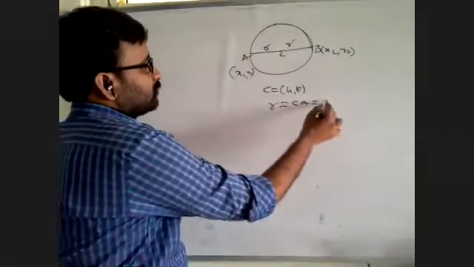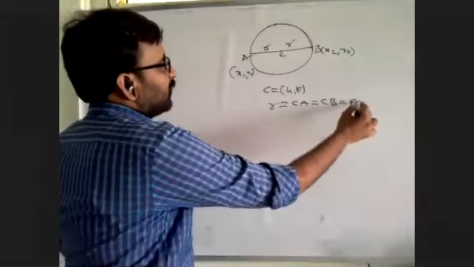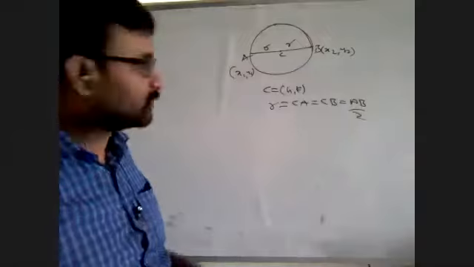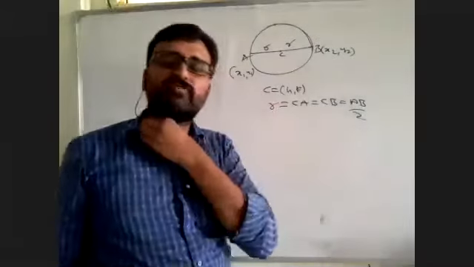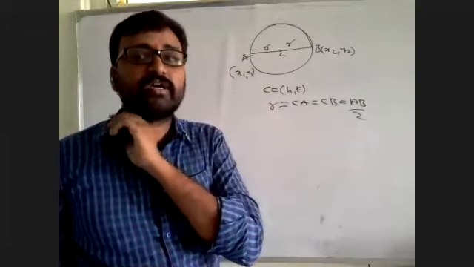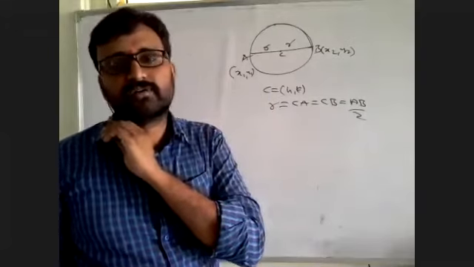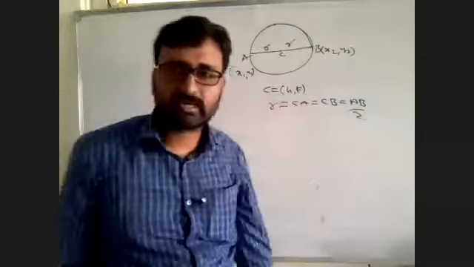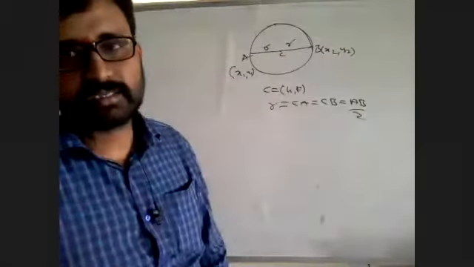Radius can be CA or CB, or you can also find the AB distance and halve it. That is nothing but the radius. After getting the center and radius, we have the formula of the circle equation: x minus h whole square plus y minus k whole square is equal to r square. That is the general form.